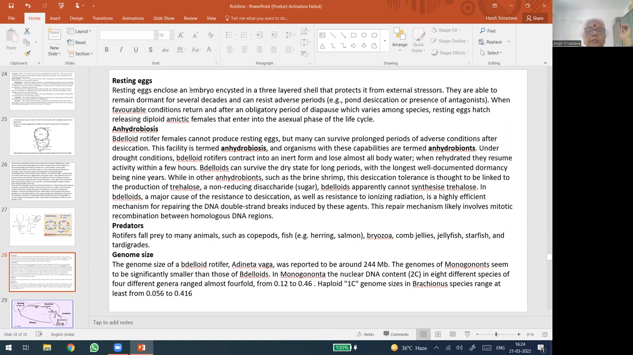Now the resting eggs, as we have seen, may wait for several decades and can resist adverse periods. When favorable conditions return after an obligatory period of diapause, which varies among species, resting eggs hatch, releasing diploid amictic females that enter into the asexual phase of the cycle. That is, the asexual and sexual phases are alternated here.